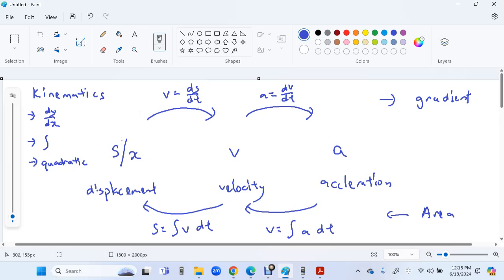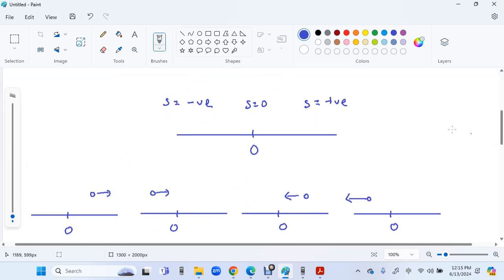So we have the displacement, velocity, and acceleration. These three are the main components in kinematics. Displacement is the location. We have the location at the origin here, the starting point, where s is 0. On the right hand side, the displacement is positive, and on the left hand side, the displacement is negative.